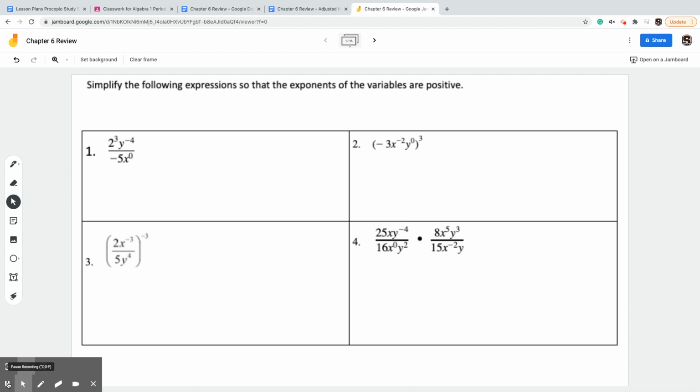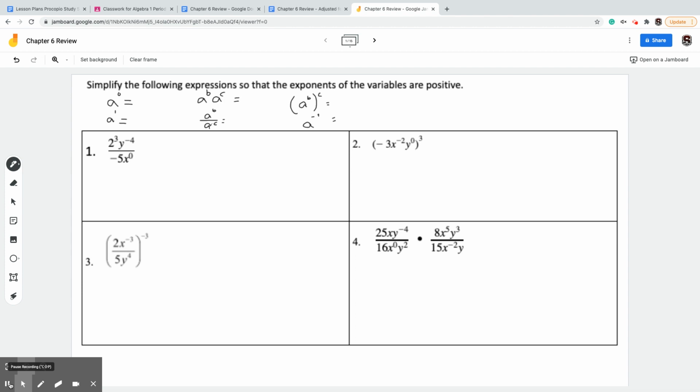Let's start with 1 through 4. Simplify the following expressions so the exponents of the variables are positive. I'm going to pause now and let you write down as many exponent rules as you remember in the space provided. Here are the 6 laws that I can think of.